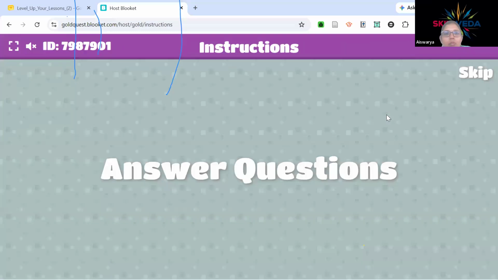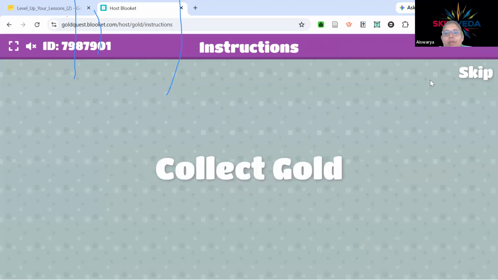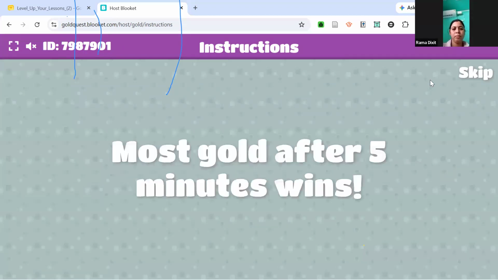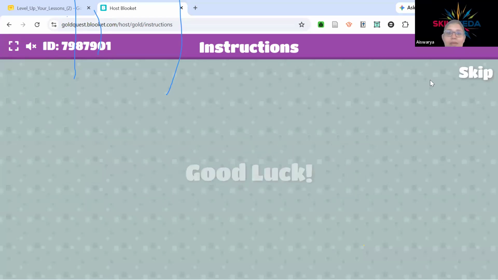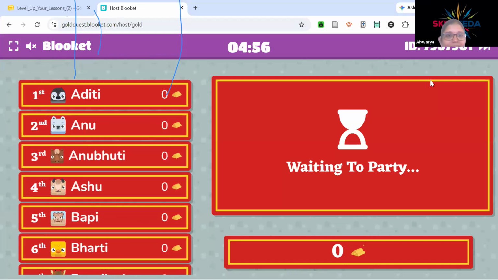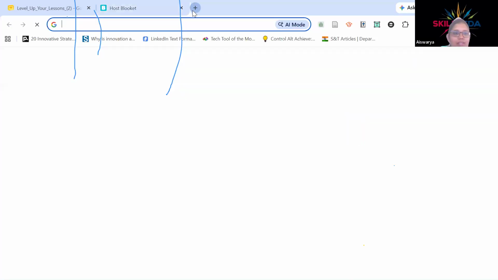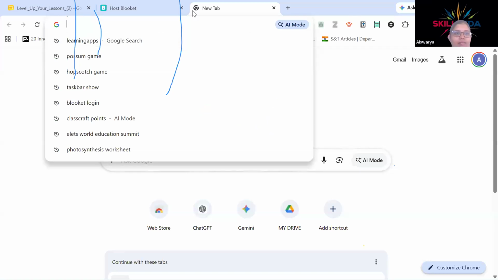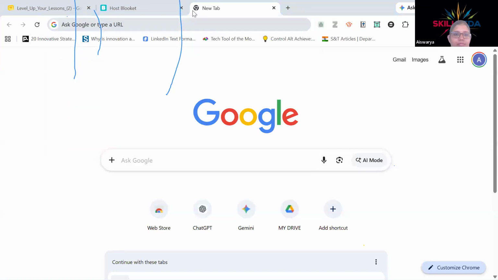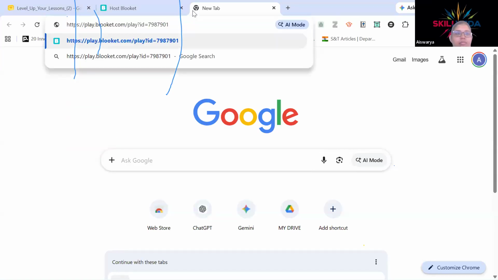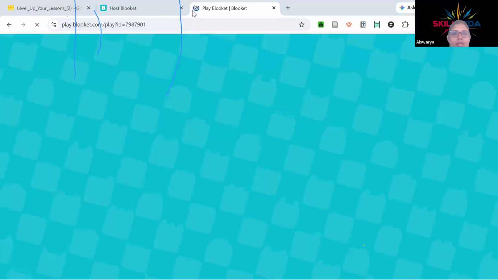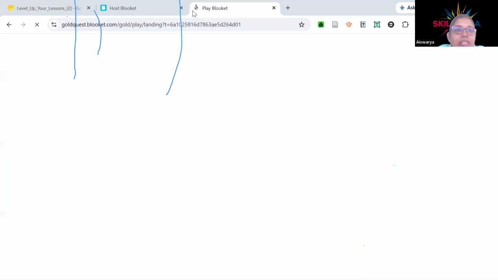Okay, I'm going to start it. So once you start, you will be able to answer the questions. You will have a lot of gold rush inside. Okay. So who has the most gold will win after 5 minutes. Ready? Okay. So I will also try seeing how the game is. So this is how the game is played. I want all of you to play. Don't come to my screen. I'm also seeing how this is played.